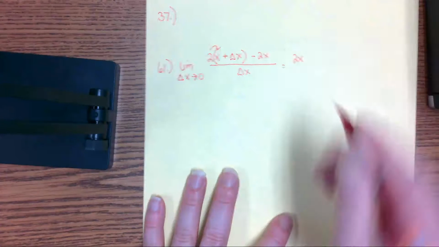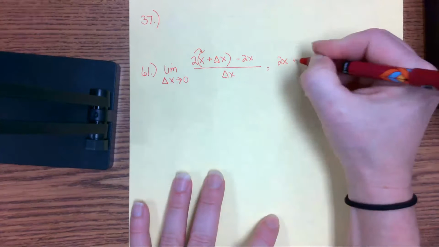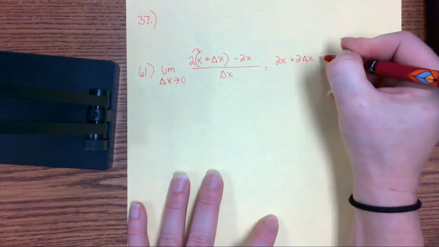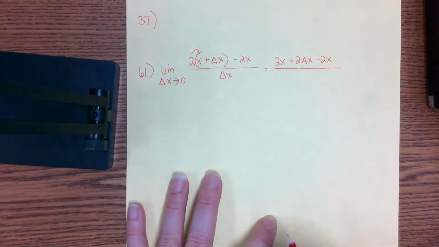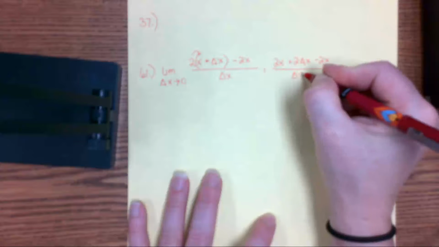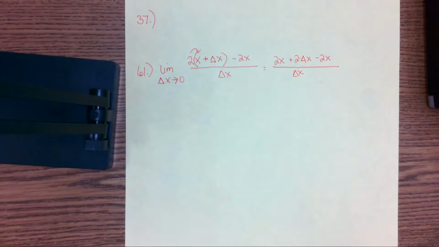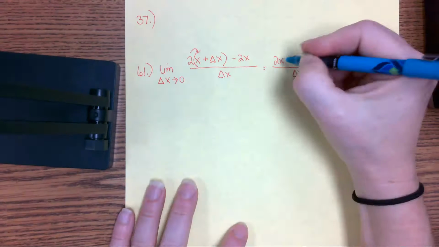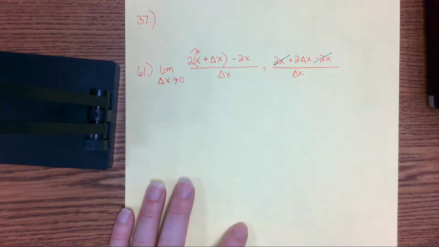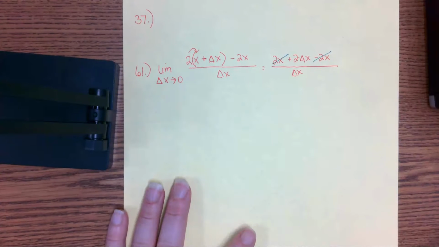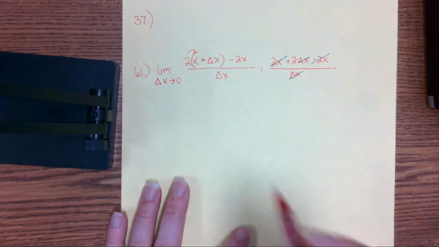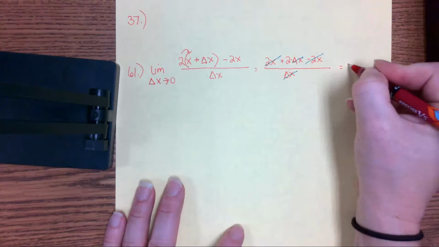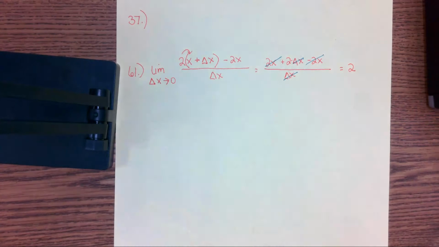So we got 2 times delta x minus 2x over delta x. These cancel. So I have 2 delta x over delta x. I don't even have to evaluate. There's no delta x to put in anymore. They both cancel. The limit of that would be 2. Okay.